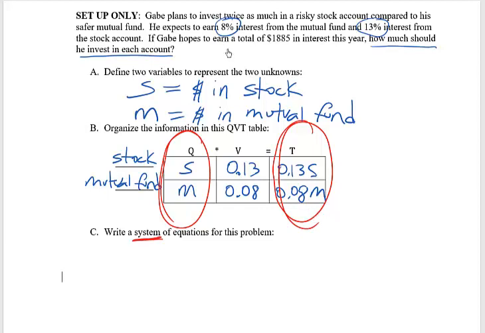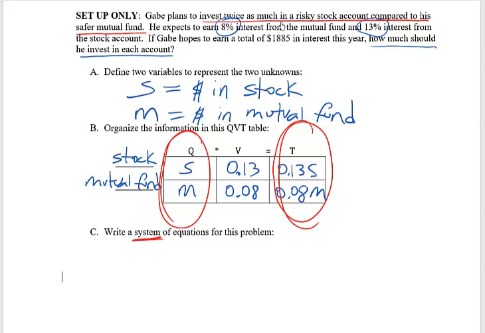I got to go back to my problem and look for some more information. Last time, this first equation was really easy to write because we were given a total. But I don't have that here. They never told me how much money Gabe has in all. In fact, the only amount issue that I'm told about is this very first sentence, that he's going to put twice as much money in the stock compared to the safer mutual fund. I need to turn that into an equation.